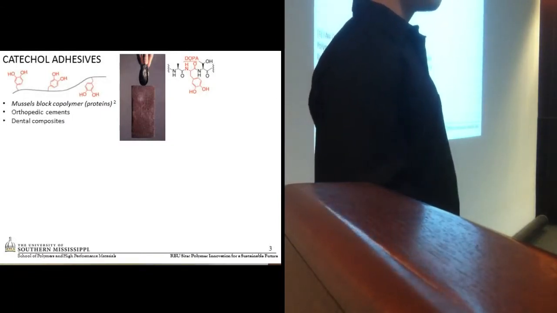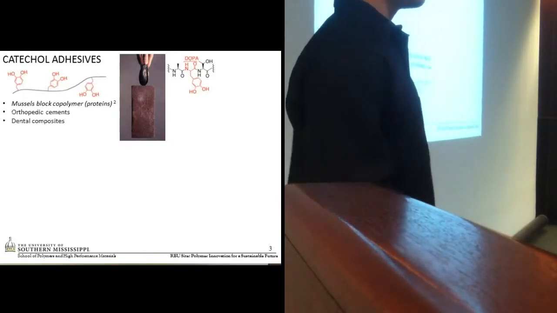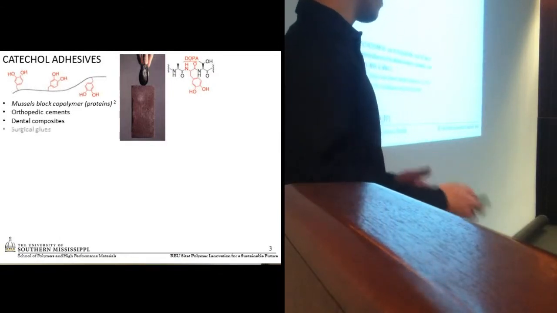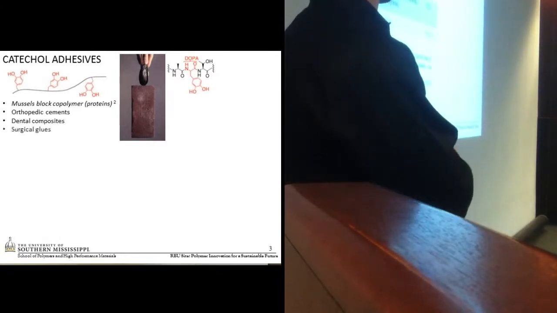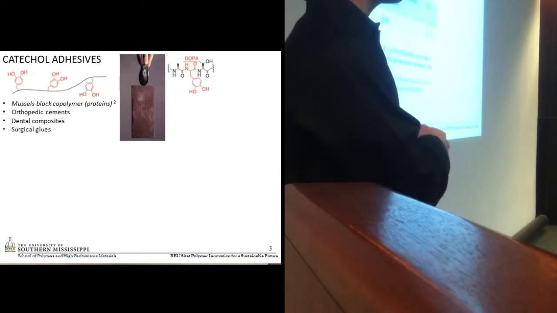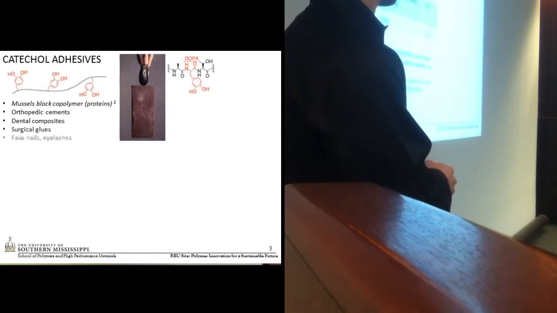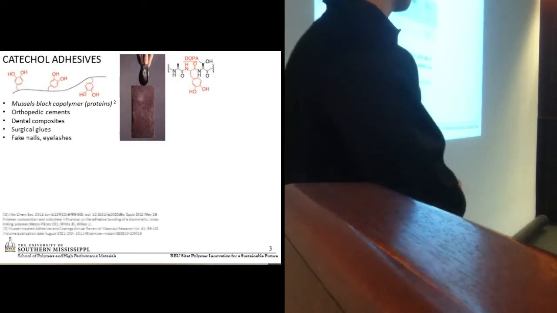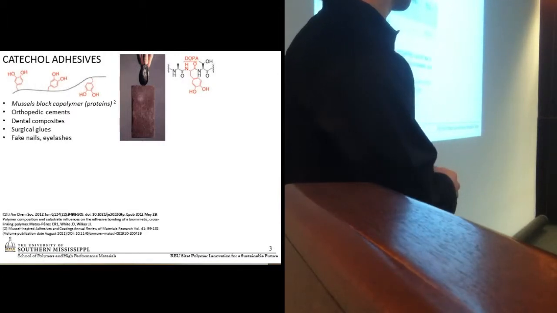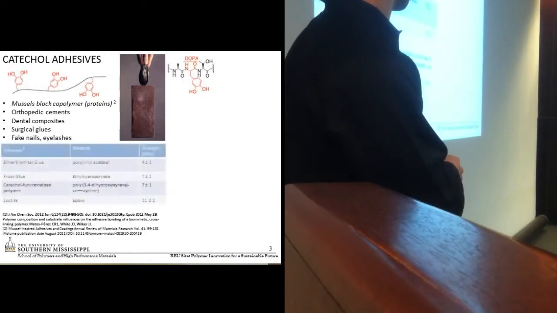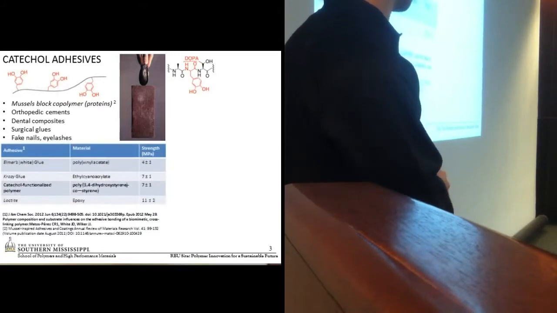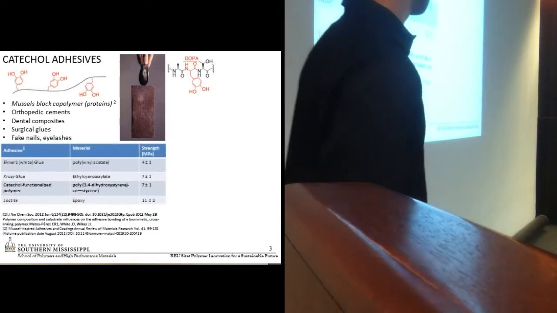A study was performed by Wilker and Perez, which investigated catechols' adhesive properties compared to other well-known glues, such as Elmer's white glue or polyvinyl acetate, and crazy glue or ethyl cyanoacrylate. And they found that at best, this polymer was comparable in its performance. You see here in the strength column, it's 7 plus or minus megapascals, which is comparable to crazy and Elmer's glue, but not as good as epoxy.